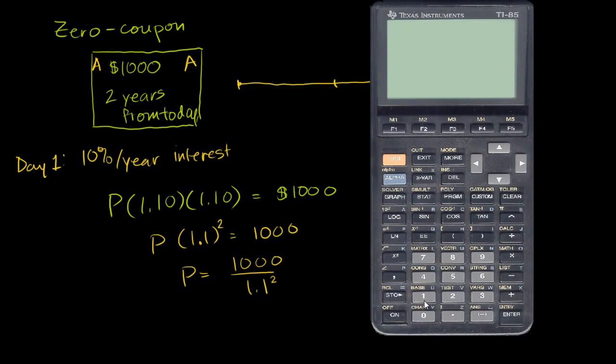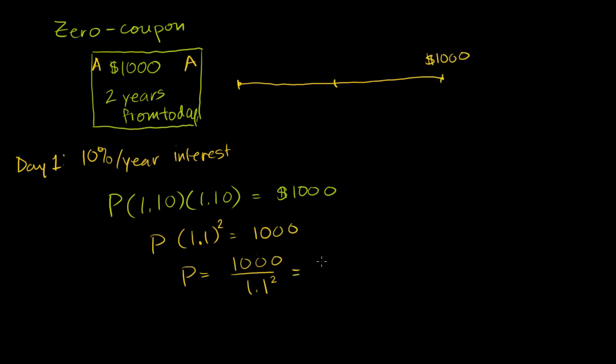And so if we have 1,000 divided by 1.1 squared, that's equal to $826, well, I'll just round down, $826. So if you were to pay $826 today for this bond, and in 2 years that company would give you back $1,000, you will have essentially gotten a 10% annual compounded interest rate on your money.